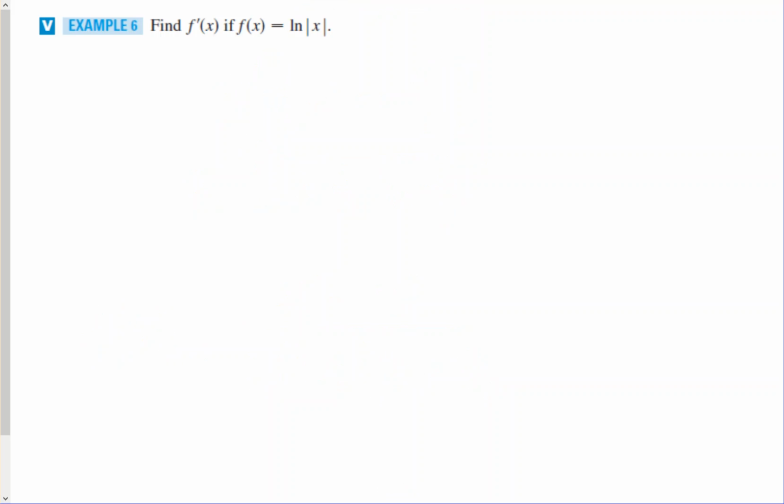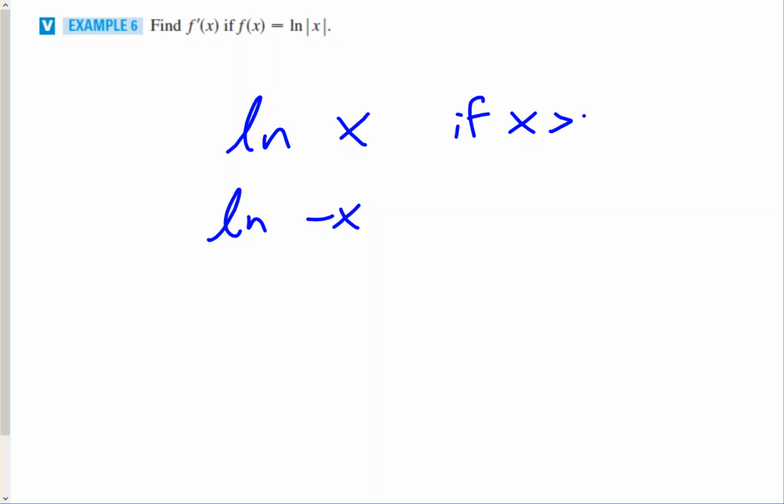Okay, let's find the derivative. If f of x equals natural log of absolute value of x, now remember, for the natural log of absolute value of x, this means that we could have ln x, or we could have ln of negative x, depending on if x is positive, we have just x, and if x is negative, we have negative x. Okay, so this is how we would define our function.